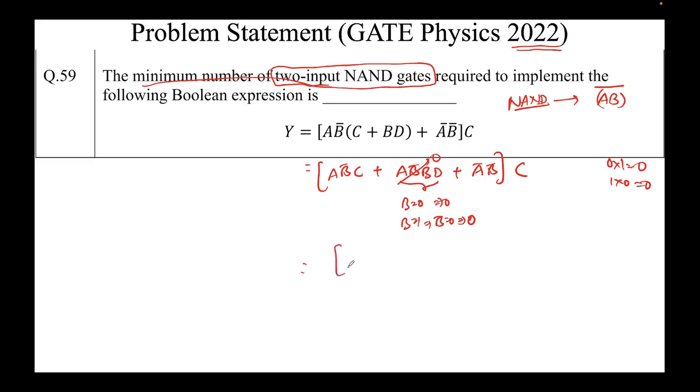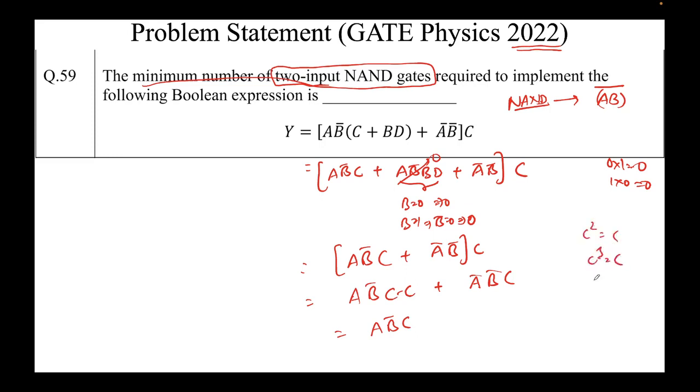So what we get is A B bar C plus A bar B bar C. Let's multiply C inside now. So I'll get A B bar C times C plus A bar B bar C. C times C is nothing but C. Remember that this is not your middle school or primary school algebra. C times C is nothing but C. High into high is high, low into low is low. Hence the terms like C square is C, C cube is also C, C to the power 4 is also C. Everything is like that. Plus A bar B bar C.